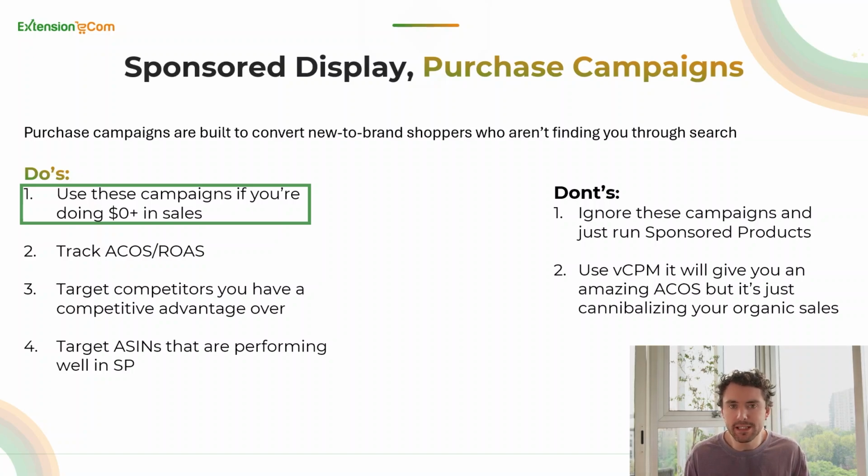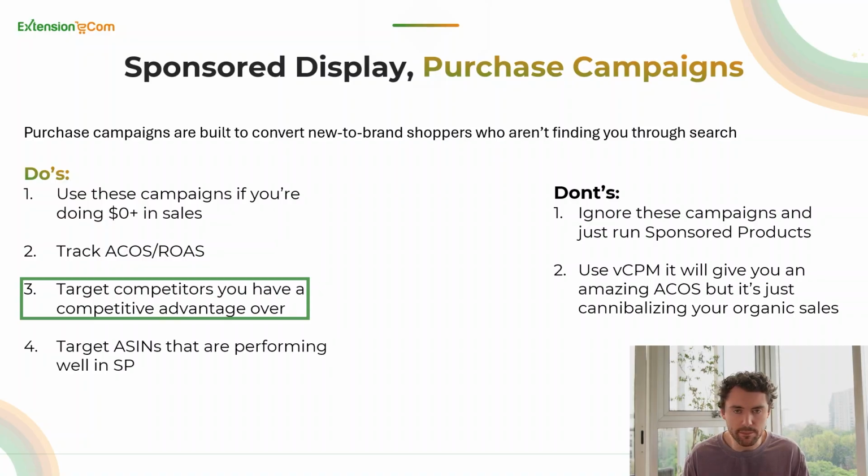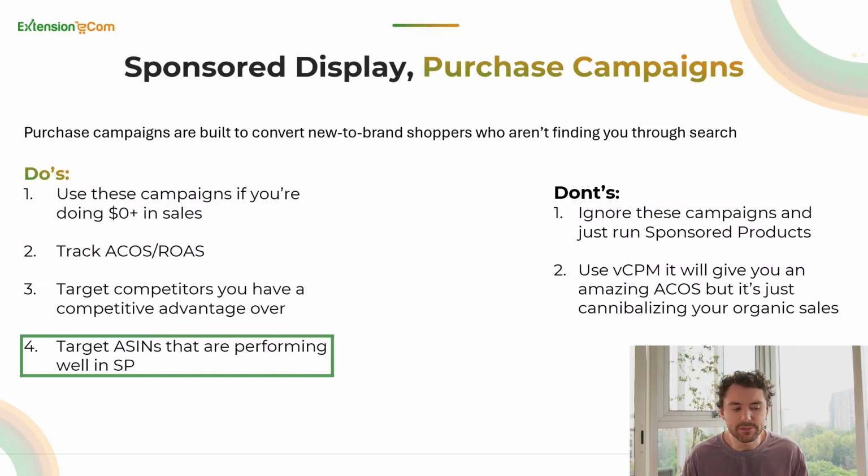Some do's is use these campaigns if you're at $0 plus. I mean, really anybody can benefit from these campaigns. They will drive profitable sales if you have a good detail page. Track ACoS and ROAS, that's the primary KPI here. And then you also want to target, like I mentioned, competitors that you have a competitive advantage over. That could be quantity of reviews, that could be star rating, that could be price point. And then you also want to target ASINs that are performing well with an SP, like I mentioned.